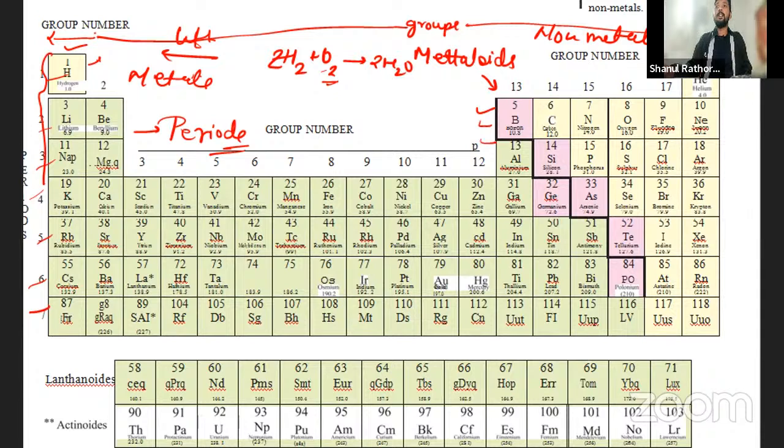Apart from the 7 rows, there are 2 additional rows of 14 elements, as you can see here, this one and this one as well. These are known as the lanthanides and actinides. They have 14 elements each, and the actinides also have 14 elements down there.